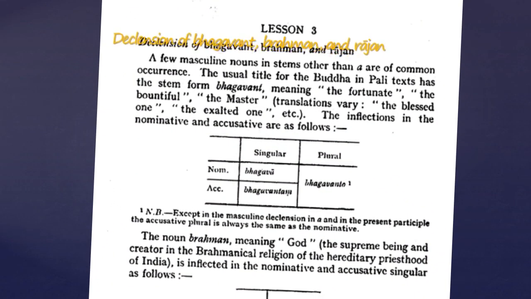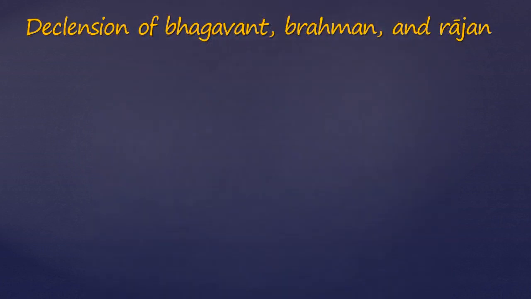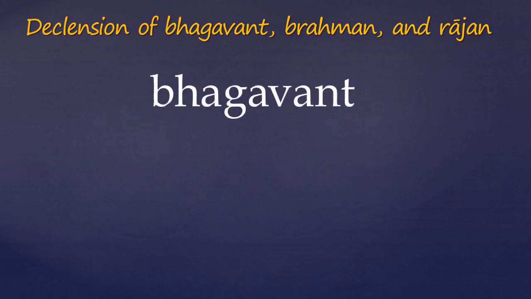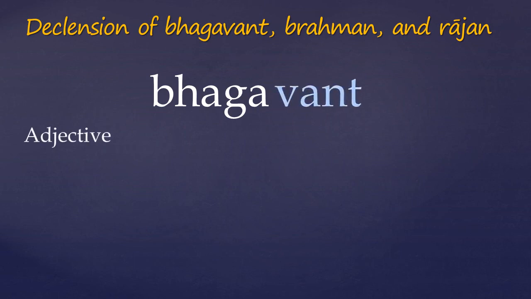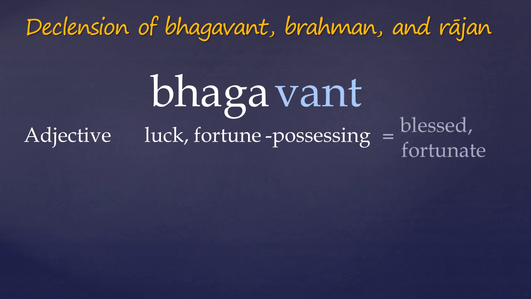Lesson 3 begins with a look at the declension of 3 very common nouns. They're all masculine, but we should be careful here to distinguish between them because Bhagavant is actually from a different class to the other two. Bhagavant is actually an adjective. It's formed by adding the possessive suffix vant to the noun bhaga, which means good fortune or luck, and nouns which end with vant have the meaning possessing that quality, and these can often be rendered into English by words which end in -ed, and so this is commonly translated as blessed or fortunate.